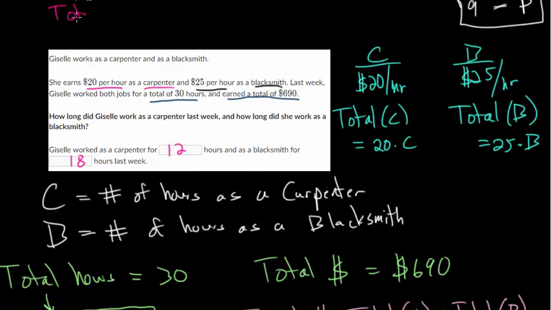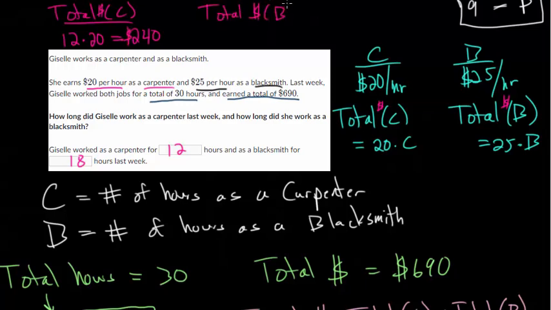So we'll say the total as the carpenter, and we're talking about total money, so maybe I should have the dollar signs for all of those. But the total money, well, there are 12 hours times $20 an hour. And so 20 times 10 is 200. 2 times 20 is 40, so that'd be $240. And the total money as a blacksmith, well, that would be 18 hours times $25 an hour. And 25 times 10 would be 250. 25 times 8 would be 200, so that would be $450.